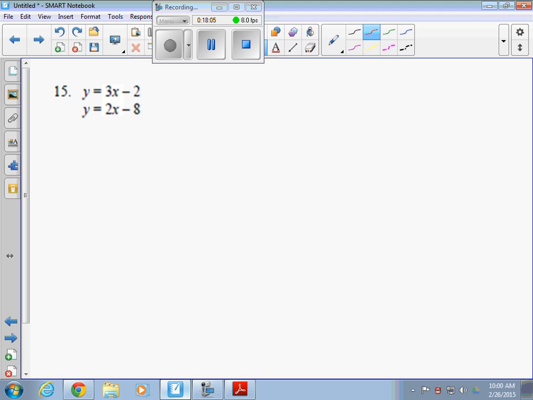Same thing for number 15. They're set up nice and neat for substitution. You write them next to each other is the first part that makes it easier. Y equals 3x minus 2. Y equals 2x minus 8. Here's your value for y. Plug it in right there. 3x minus 2 equals 2x minus 8.